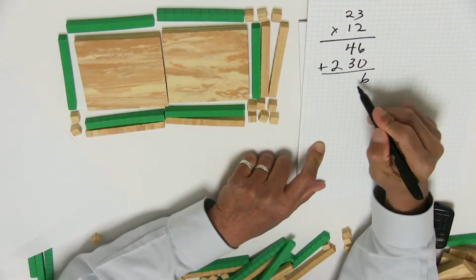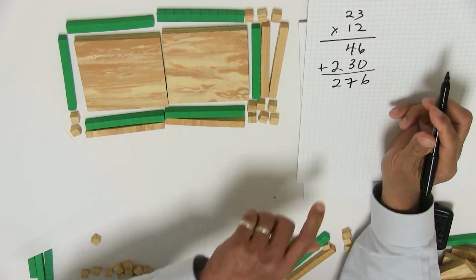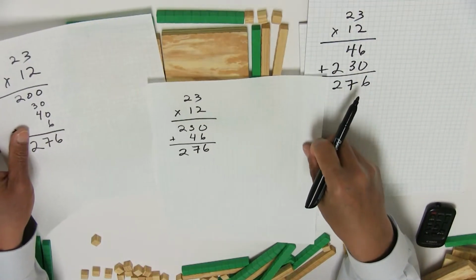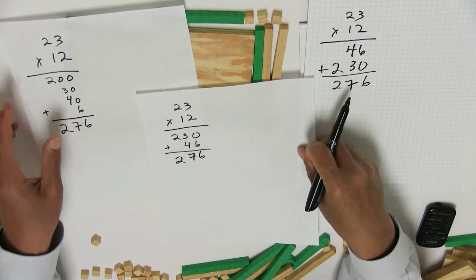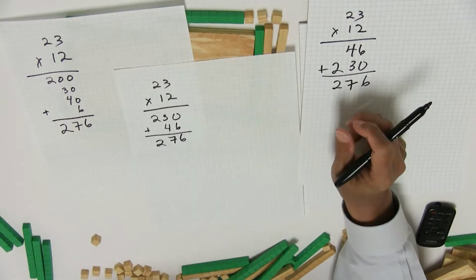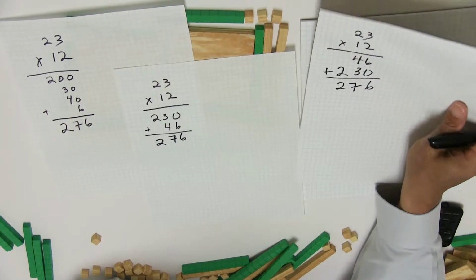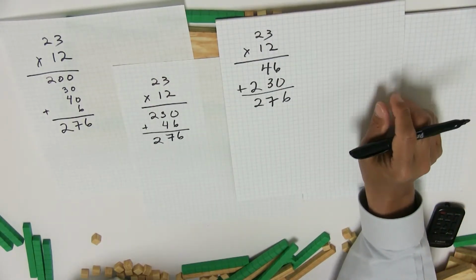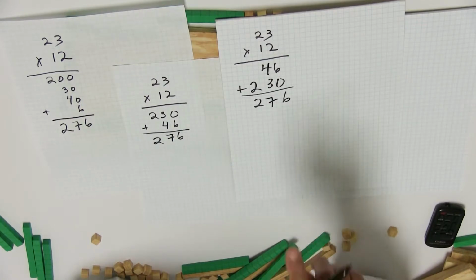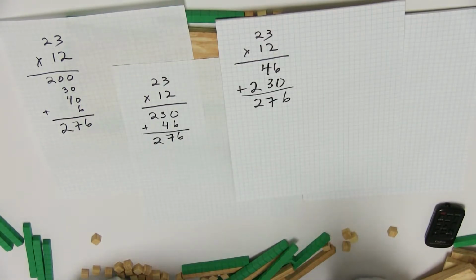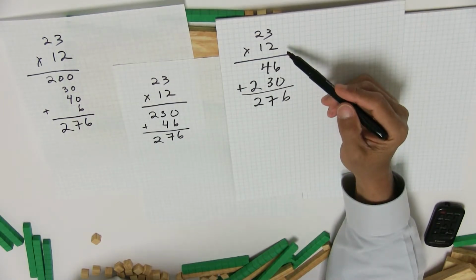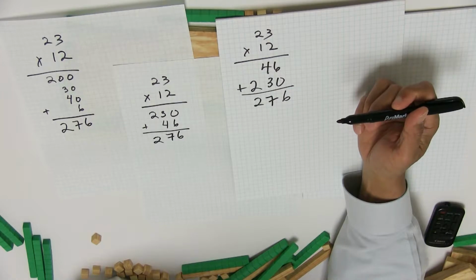So we add that together, and we get 276. So there's 3 different ways that kids can keep an organized record. It really doesn't matter how they keep an organized record, as long as they're keeping an organized record eventually. But this doesn't happen until the children feel very, very confident with just setting up a problem, solving it, adding like units, and getting a final answer.